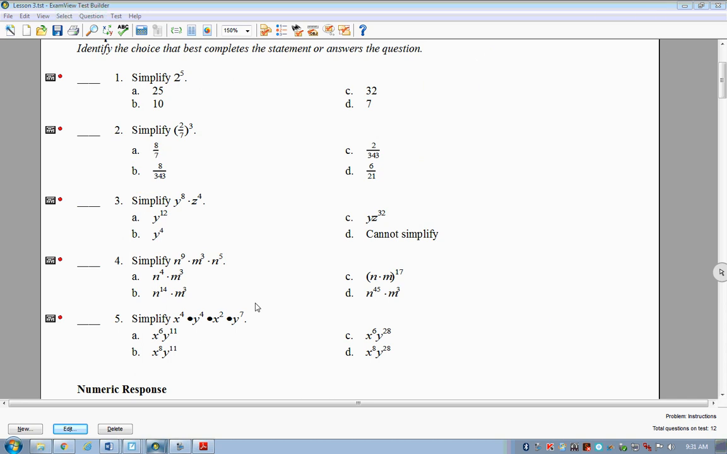All right, let's look at something a little bit more abstract. We've got y to the 8th times y to the 7th. Are there any exponents to add there? Can I do anything with the 8 and the 4? Why not? You're right, I can't, but why not?